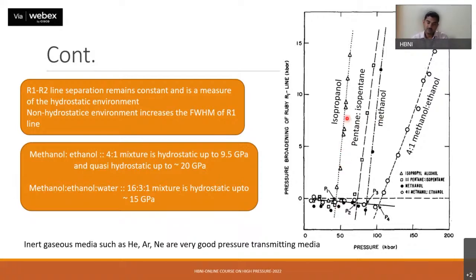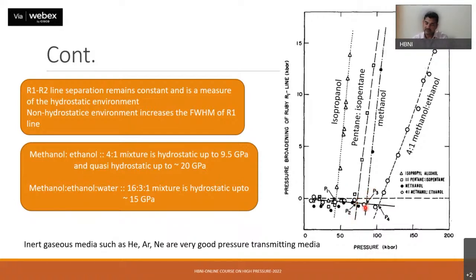If you see, isopropanol is only hydrostatic up to just 40 kilobar, or around 4 GPa. Beyond that, you see a drastic change in the pressure broadening of the Ruby R1 line. Even the Ruby line broadening, the FWHM, full width at half maximum of the Ruby lines, is also a very good signature of hydrostaticity. Isopentane is hydrostatic up to around 7 GPa or 70 kilobar.